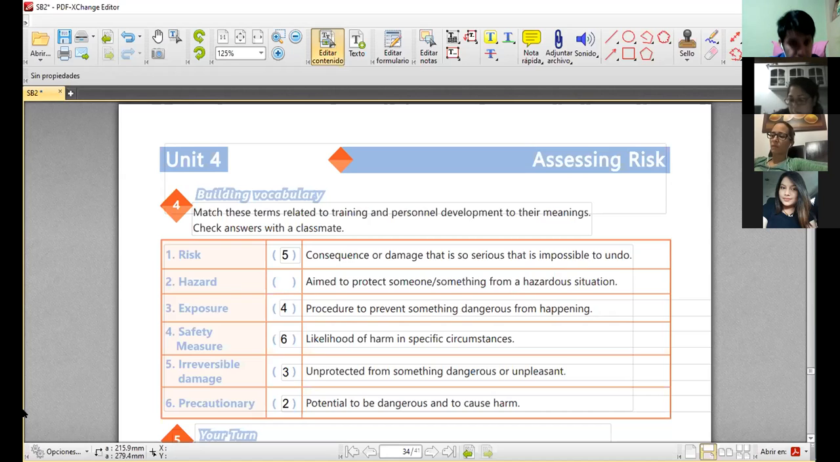So I guess something aimed to protect from a hazardous situation, I would say it's precautionary. Yes, that would be precautionary. The one you're missing, number six, where you have likelihood of harm in specific circumstances. There is a little confusion over here. Something precautionary is something you do in order not to get hurt. It's an action, like a precaución, a measure that you take in order not to get damaged.